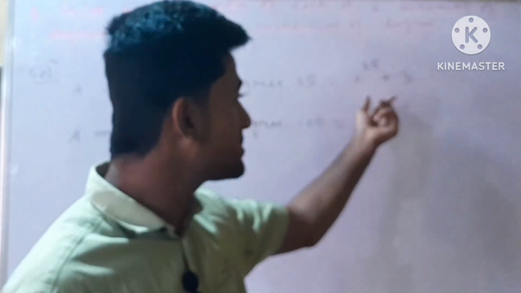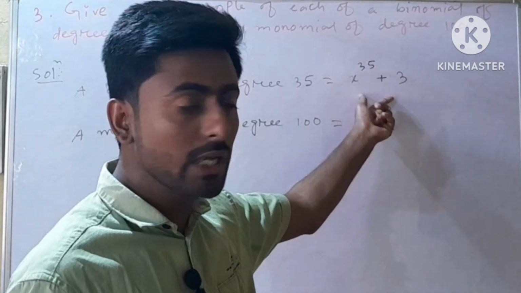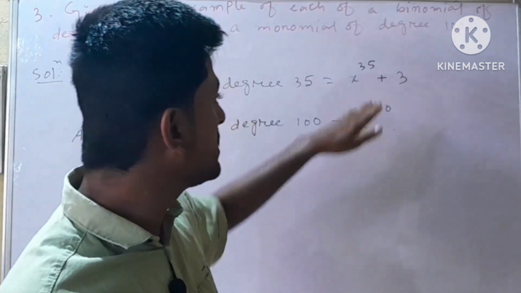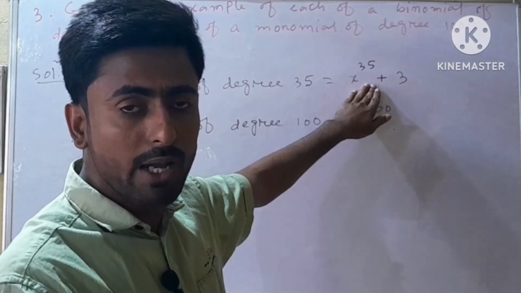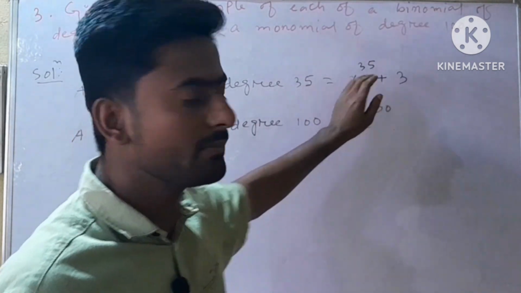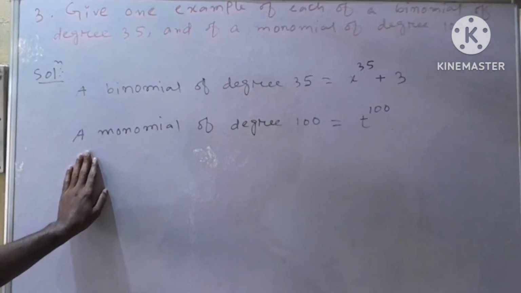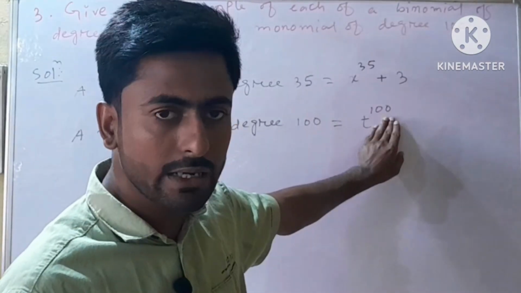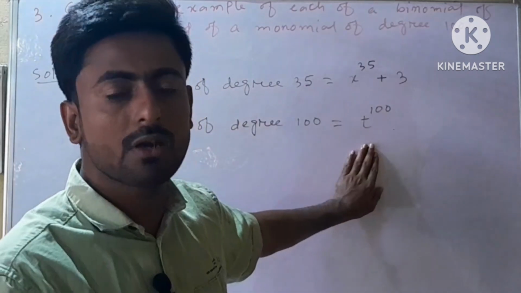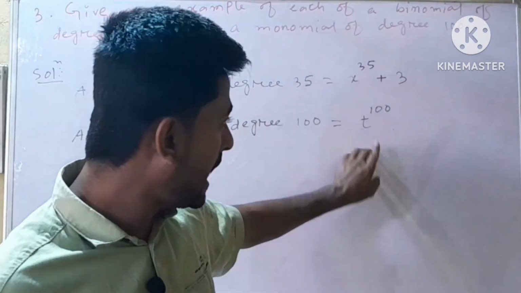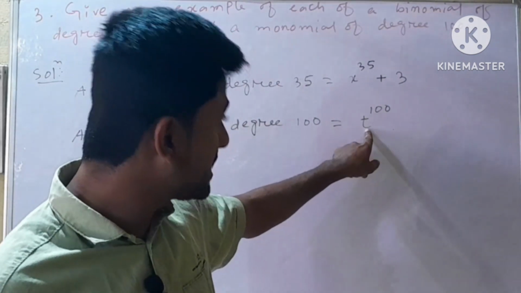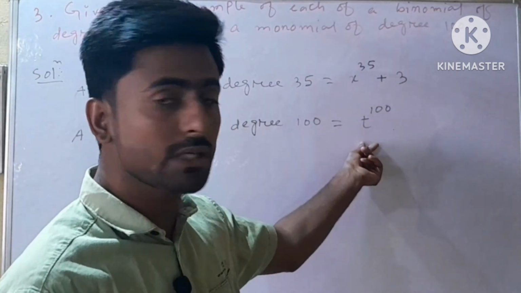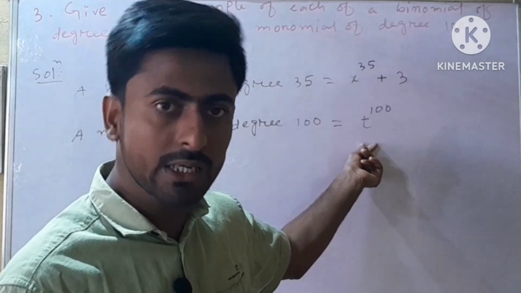You see here the number of terms is 2 and the maximum power of the variable is 35. So this is a binomial of degree 35. Next, a monomial of degree 100 is t to the power 100. You see here the number of terms is only 1 and the degree of the variable is 100. So therefore this is a monomial of degree 100.